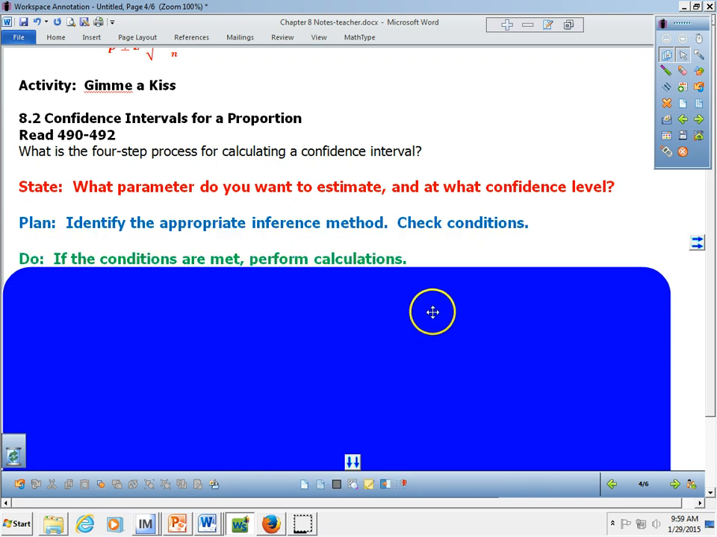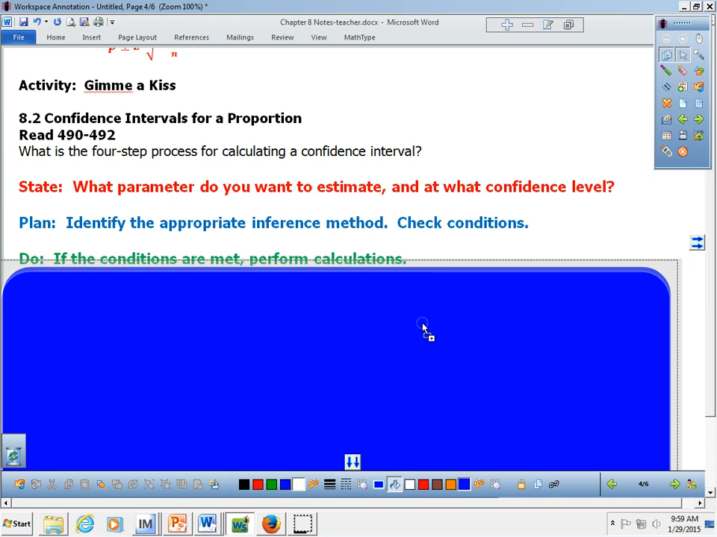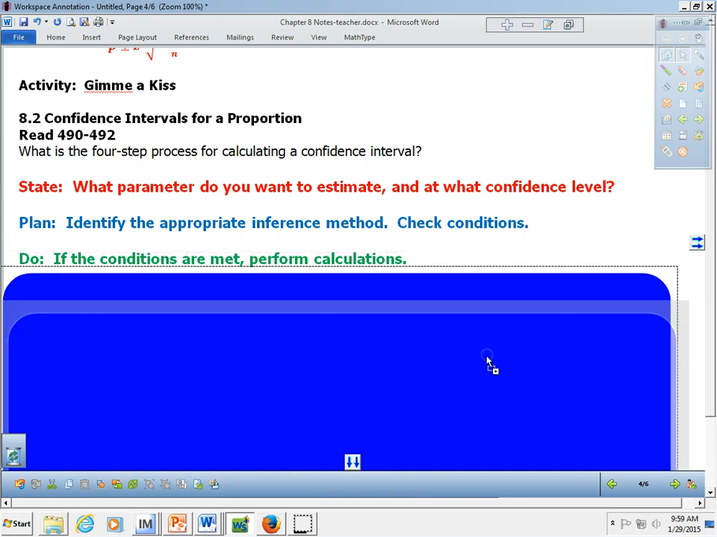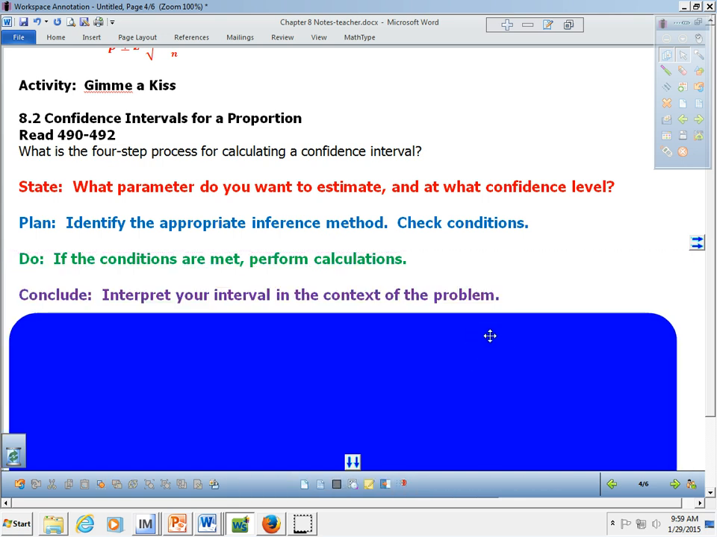And then we're going to do it, right? If the conditions are met, we're going to perform the calculations. That's going to be the easy part, now that we understand how to find this critical value, the z star. And then any good statistics problem ends with a nice conclusion, and you want to interpret your interval in the context of the problem, okay? In the context of the problem.